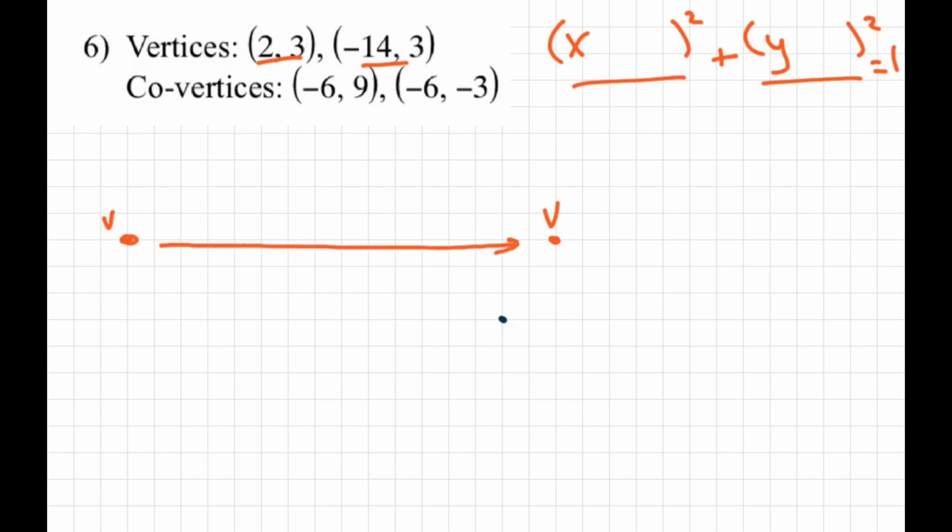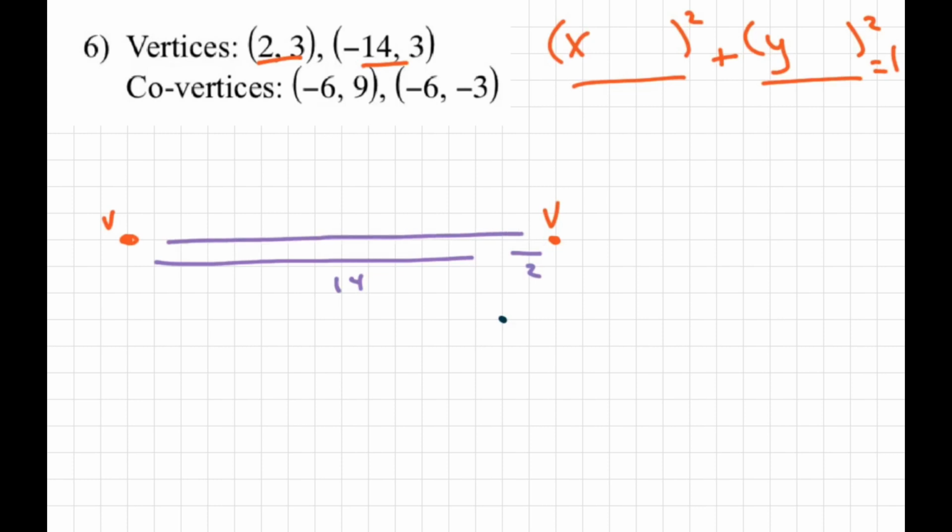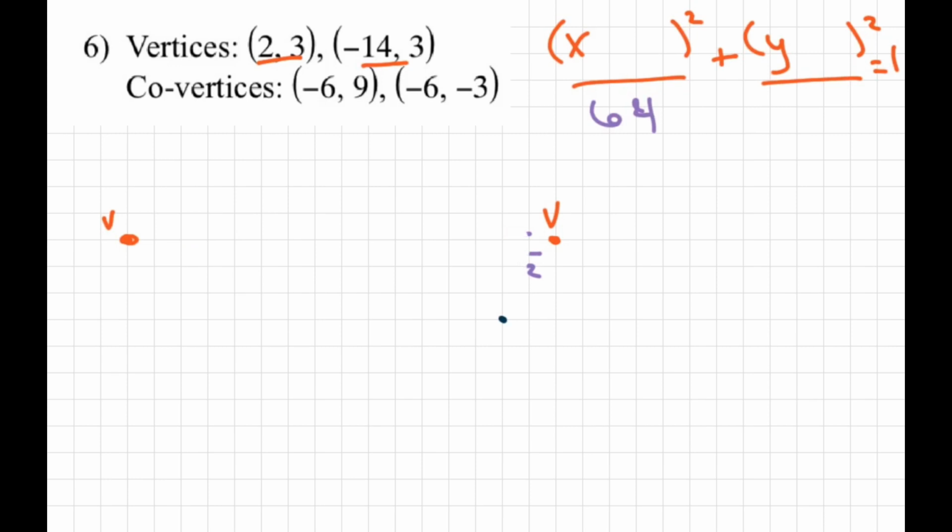Okay, so I do know that the number under the x will be the bigger number. I just have to figure out how big it's going to be. So I need to find the halfway point. So this is a distance of 2, and this is a distance of 14, and so that's a distance of 16. And so the major axis is 16. Half of that is 8, and 8 squared is 64. And so I'm just thinking about the things that I've learned previously about graphing and kind of working backwards with that.